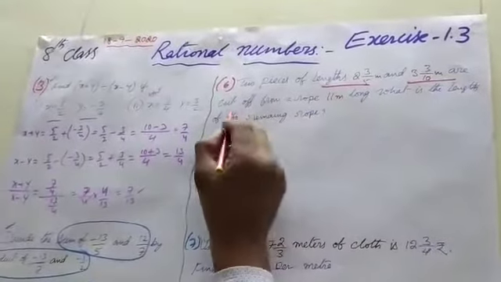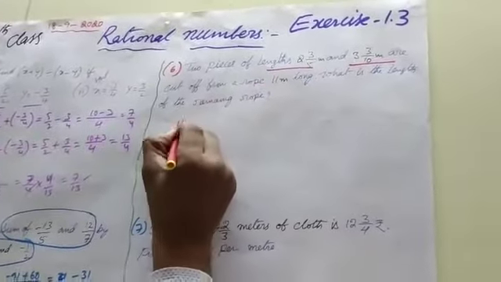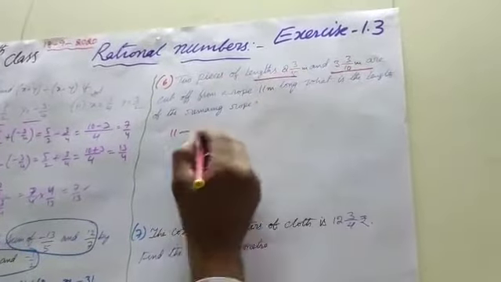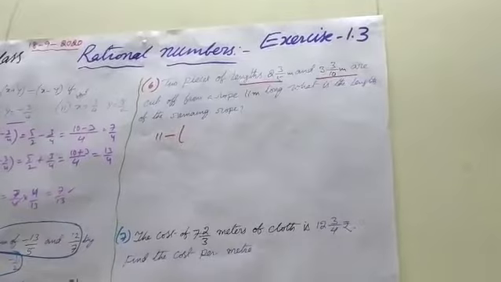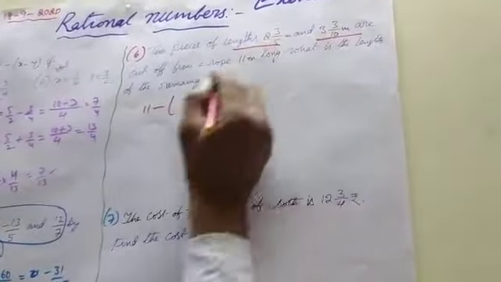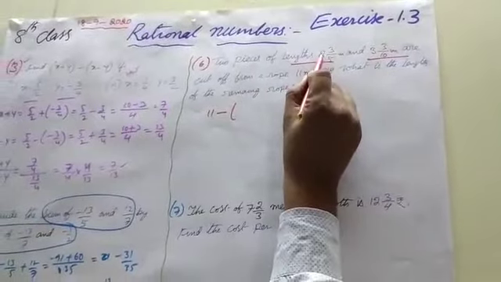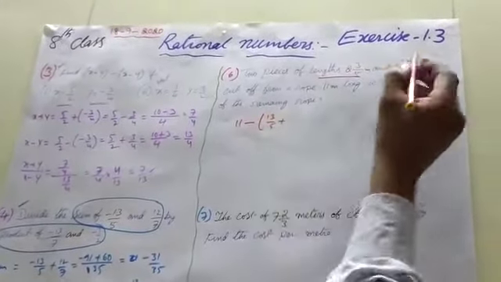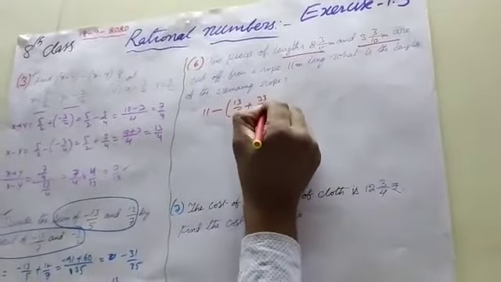Here, pieces are cut off from a rope. Cut off from a rope means 11 minus the pieces, this and this. Subtract both numbers. Therefore 2 3 by 5 means 2 5s are 10, 10 plus 3 is 13 by 5, plus 3 1 by 10 means 10 3s are 30, 30 plus 3 is 33 by 10.